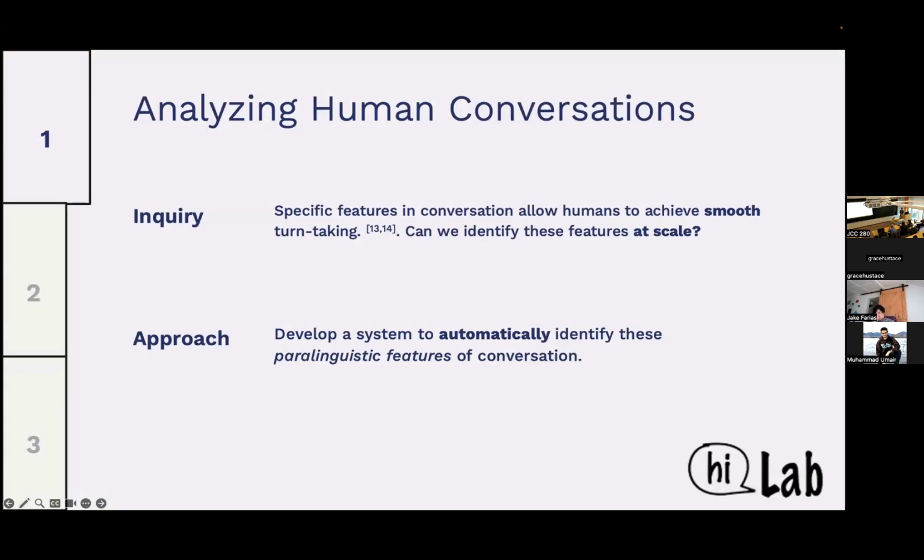So the first is analyzing human conversations. We know that when we as humans are communicating, we use specific features to be able to achieve smooth turn timing. And the first question is, can we identify these features at scale? Our approach was to develop an automated transcription system to be able to identify these paralinguistic features of conversation.